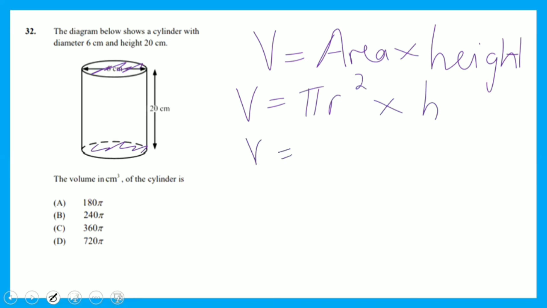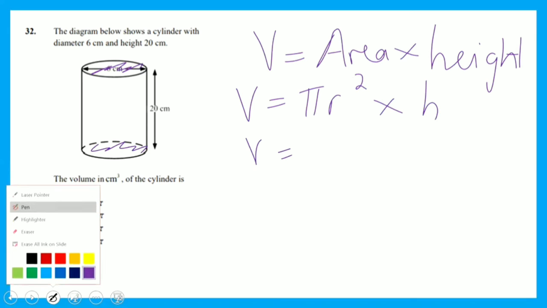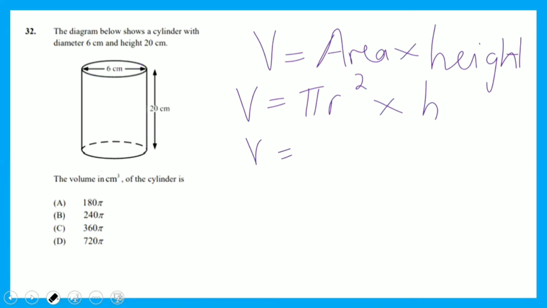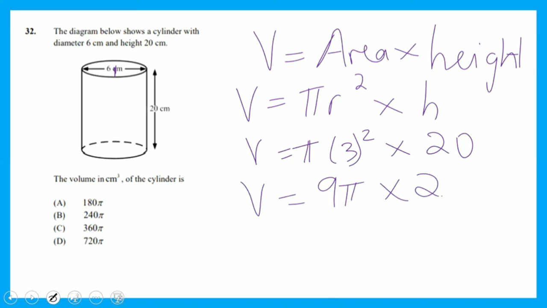We do know what the radius is, do we? If we notice, we have been given the diameter of the circle, and it therefore means that the radius is going to be half of that. So it's going to be pi times radius squared times the height, which would be 20. And clearly we are going to have 9 pi times 20, which will of course give us A as our answer, 180 pi.